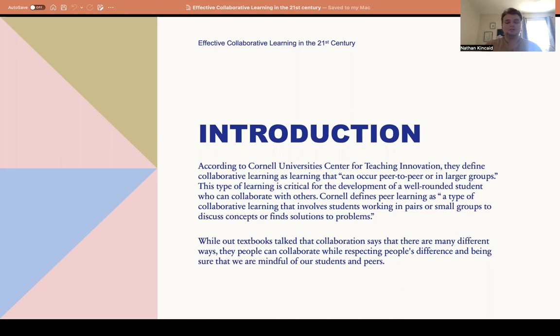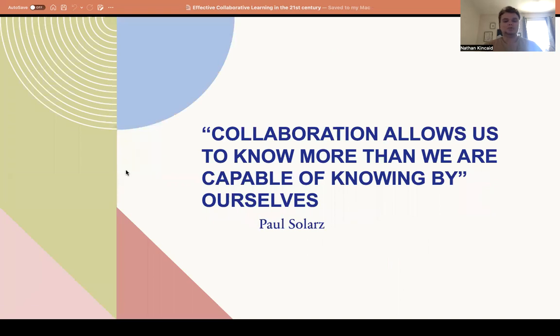While our textbooks talk about collaboration, they more define it as people can collaborate while respecting people's differences and being sure that they are mindful of our students and peers. So they're more focused on the social aspects, making sure that people do have different opinions, and we do have to respect that in our education settings. And being able to know that people are different from us and they have to respect that regardless of what they believe or not.